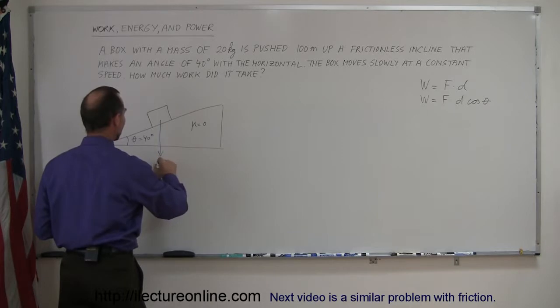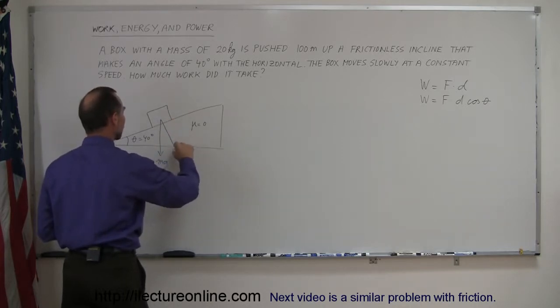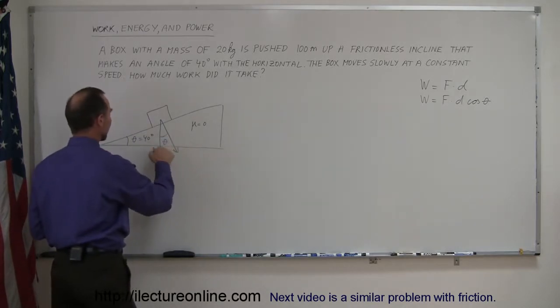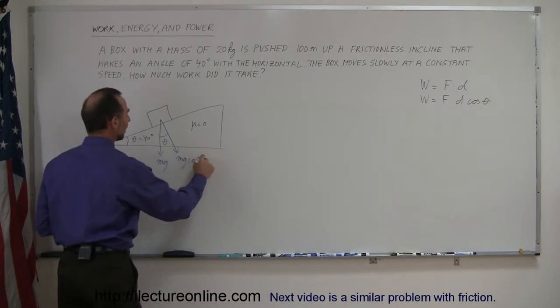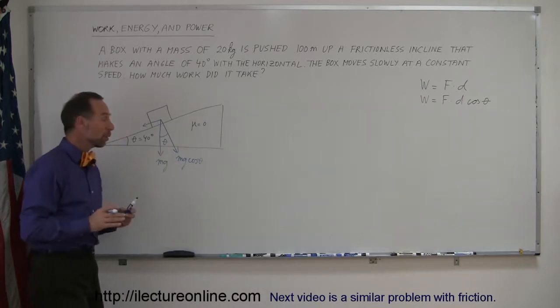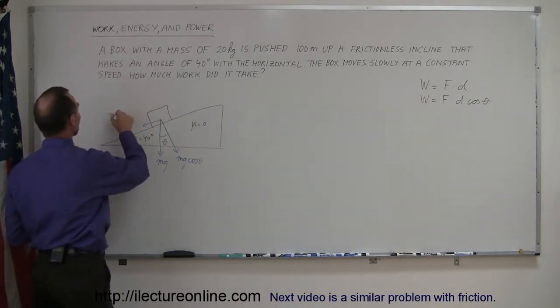So there's the weight of the box, mg, which means that there is a component perpendicular to the incline. This angle here, theta, is the same as this angle, theta, right there. So we can write this as mg cosine of theta. And here we have the corresponding component of the weight, which is parallel to the incline. And so we can write this as mg times the sine of theta.